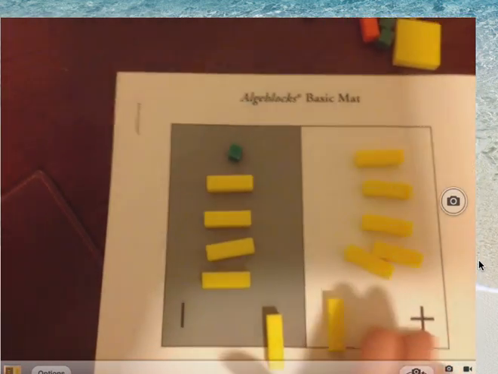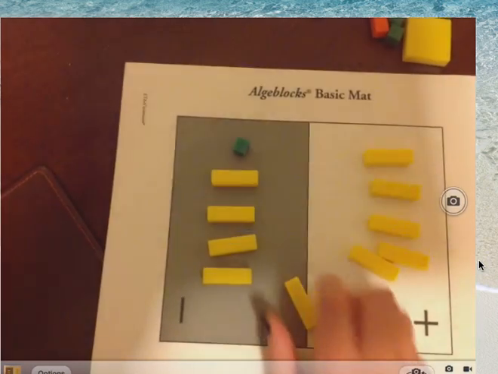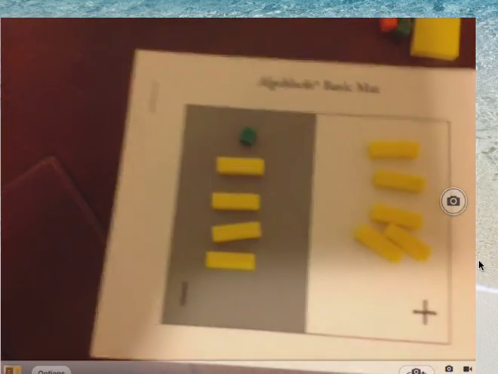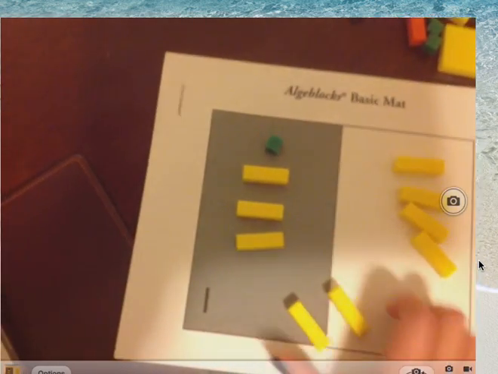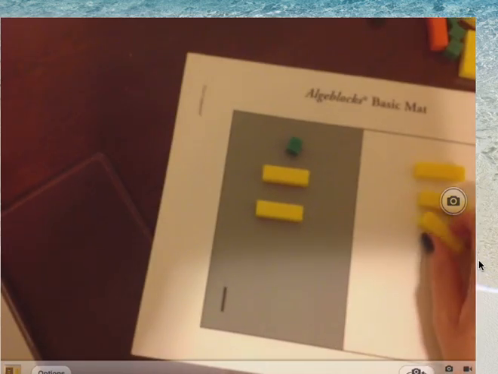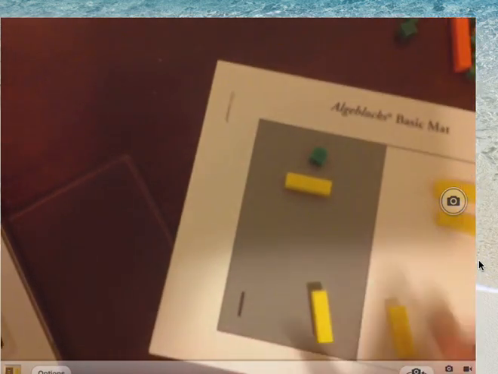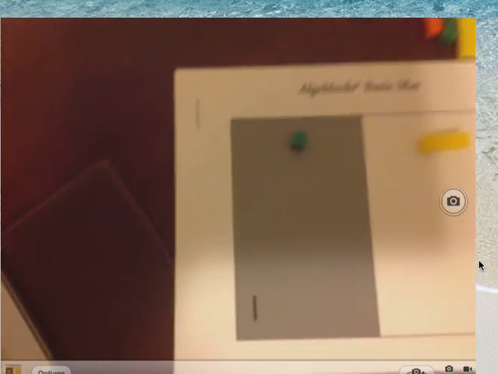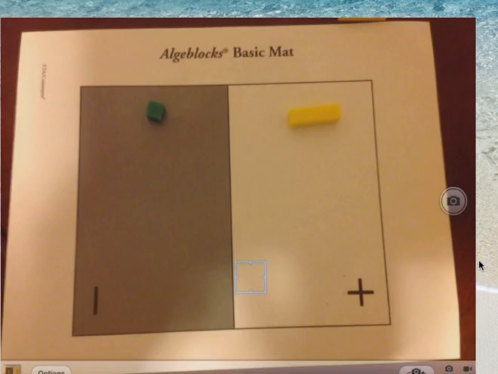Okay? So I'm going to start making my 0 pairs with my x's. Remember, one positive, one negative, take them off, that's a 0. One positive, one negative, take it away. I've got nothing left to combine here to make 0 pairs.